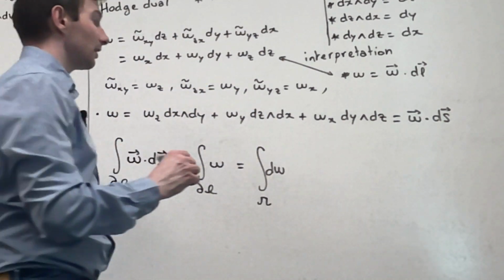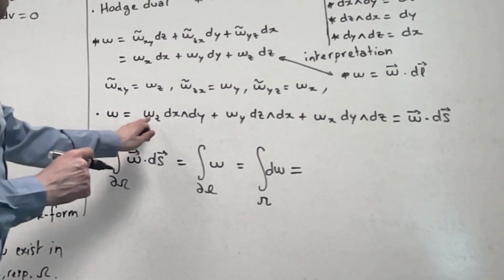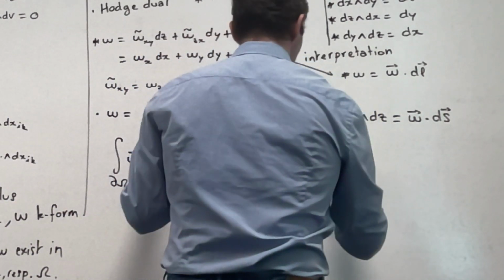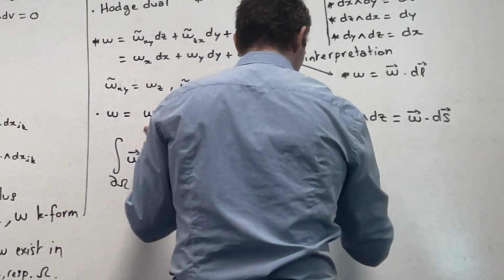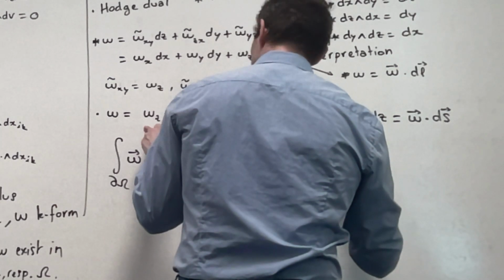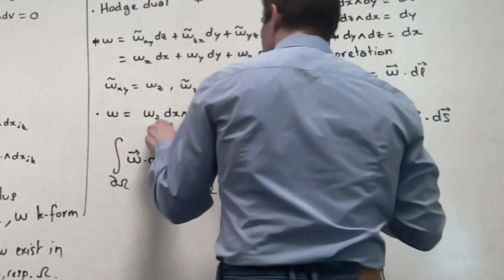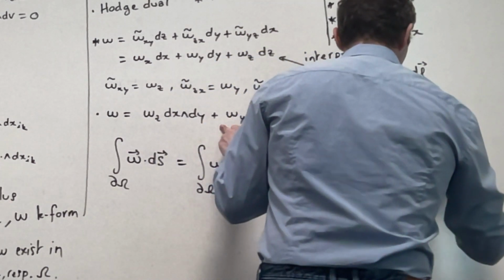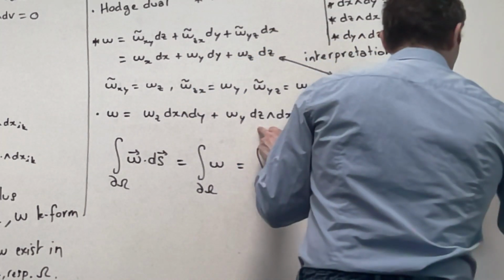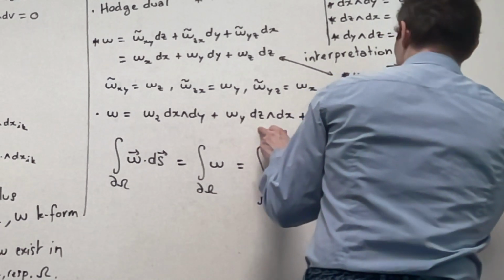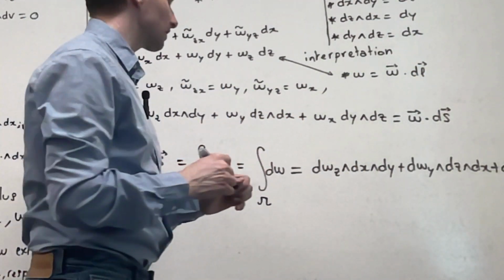So what does that mean here? Let's actually work this out. d omega is going to be just this quantity here. So we are going to have d omega z wedge dx dy, plus d omega y wedge dz dx, plus d omega x wedge dy dz. Okay, so I hope you can see. Yes, that's the last one.